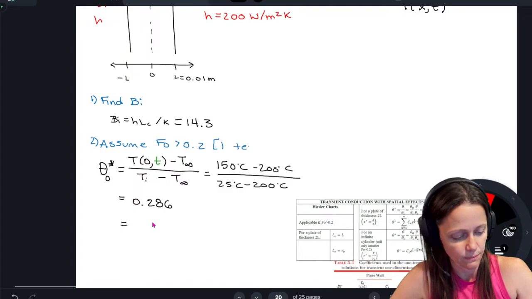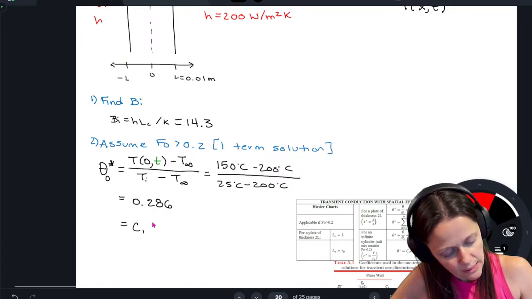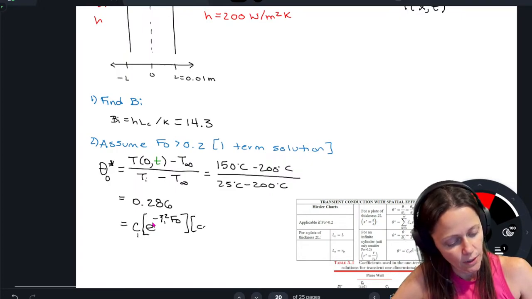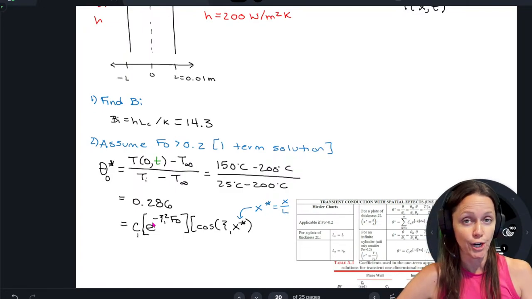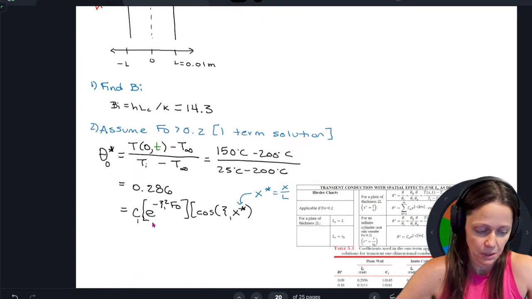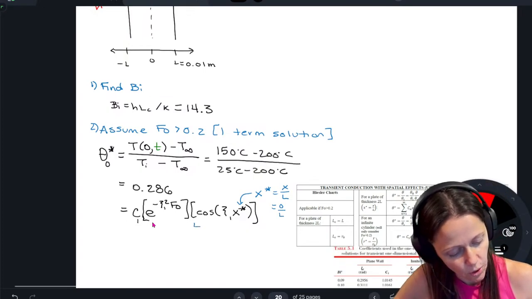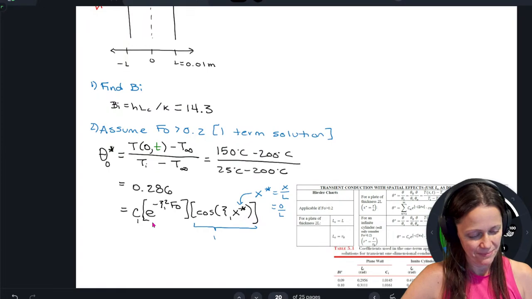So now I'm going to use that one-term solution, which I can do now. This one is going to be C1 e to the negative zeta 1 squared times our Fourier number, and then it's going to be cosine of zeta 1 times x star. But I know that this x star, remember, is x over L, and we're interested in the temperature at x equals zero. So x star is just going to be zero. Zero over L, zero. And so this whole term right here is just going to be one. So simple. All right.